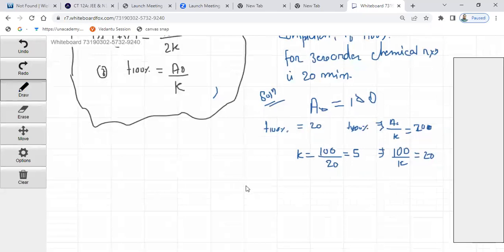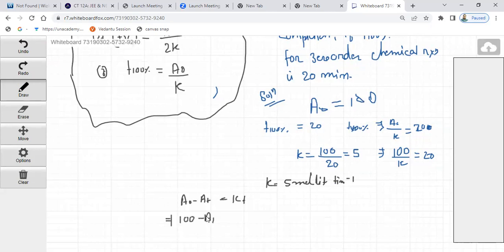K value will be equal to 5 mole liter inverse time inverse. So if you are calculating A naught minus A t is equal to K t, A naught is the initial concentration, which is 100. You have to find the A t value. 80% completed means 20% remaining. So 80 is equal to 5 into t. T value will be equal to 80 divided by 5, 16 is your correct answer.